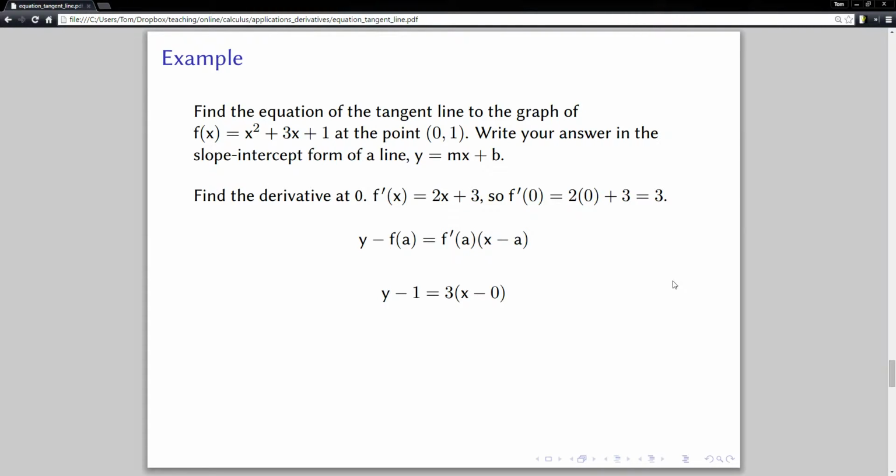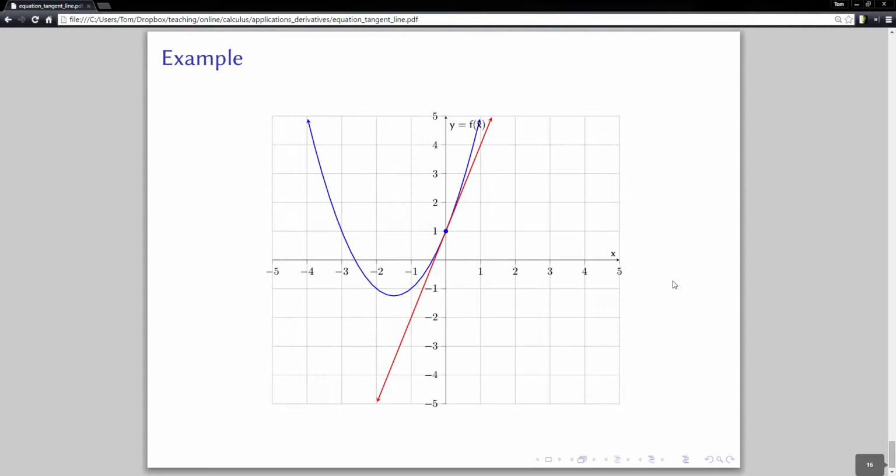All we need to do now is simplify that and put it in the slope-intercept form like the problem asked. So I simplify the right-hand side and get 3x. Then I add that 1 to both sides, and I get y equals 3x plus 1. So the equation for the tangent line is y equals 3x plus 1. And we can take a look at the graph of that. Here's the graph of that parabola, f of x equals x squared plus 3x plus 1, and here is the tangent line, y equals 3x plus 1, graphed out right here.